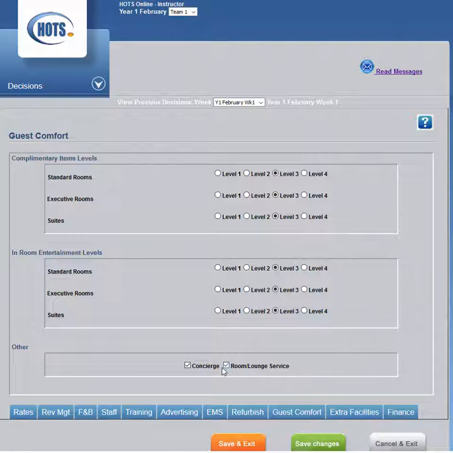Then the teams need to decide, should their property provide room service and lounge service? Should it have concierge service? If they decide to provide those, they have to go back to the staffing decisions and employ the appropriate number of people in the right department, and then they have to apply training for those people as well.